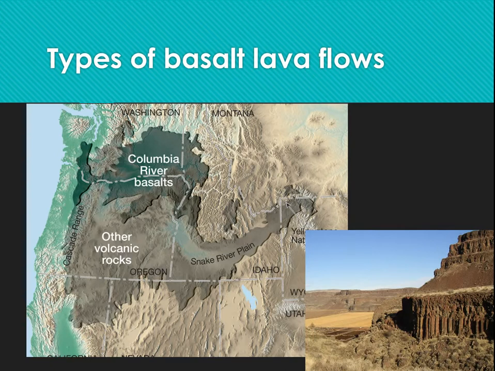Now, these basalt flows, when they're really, really runny, create what's called a flood basalt. So rather than a volcano, it gets stacked up into layers. And these are from the Columbia River basalts that are in Washington State.